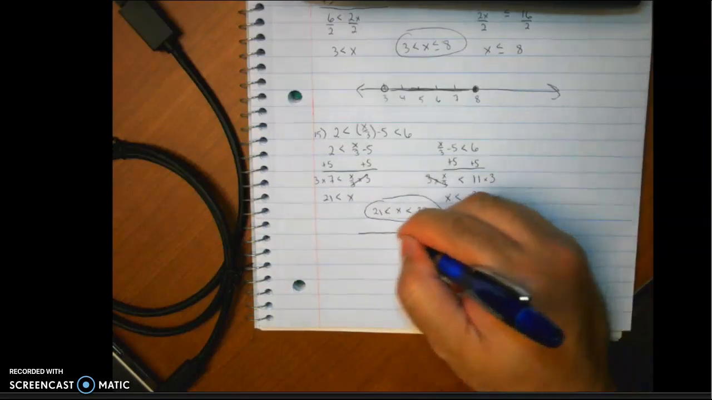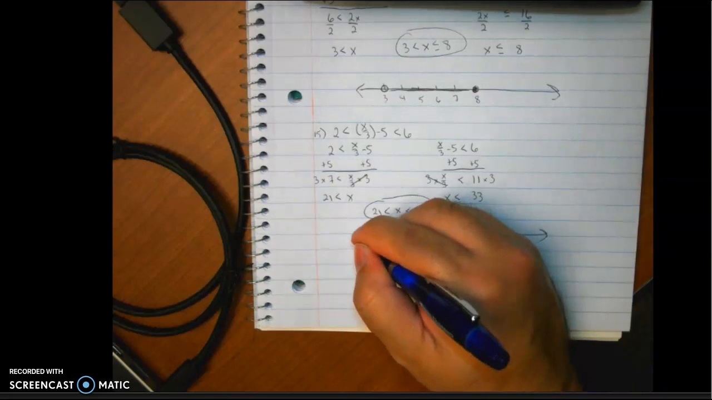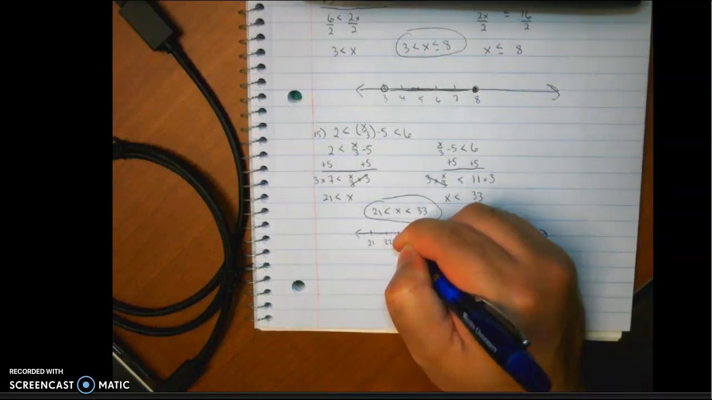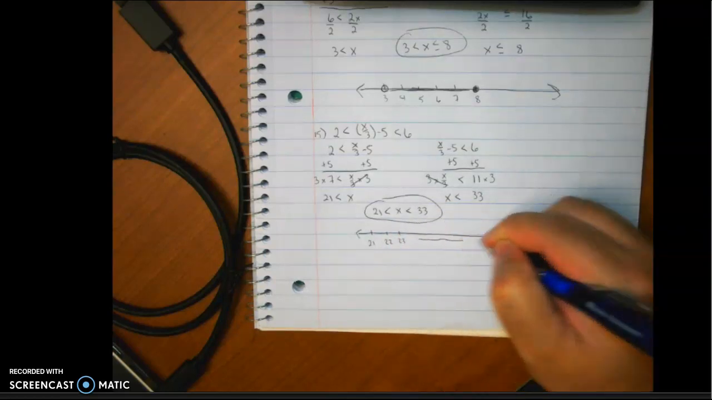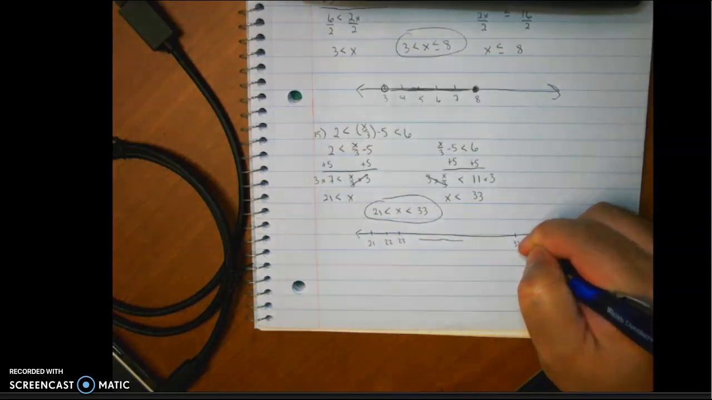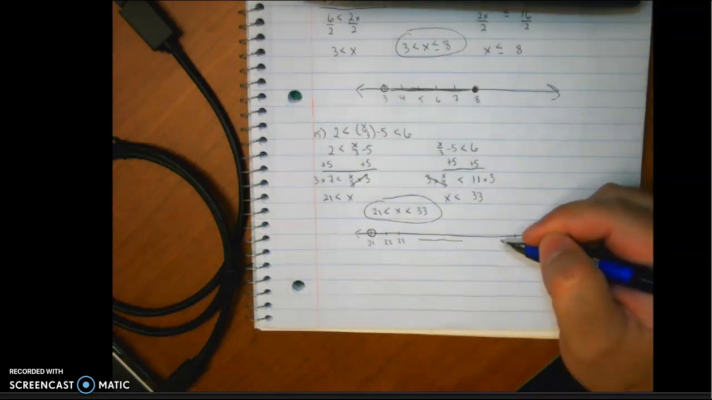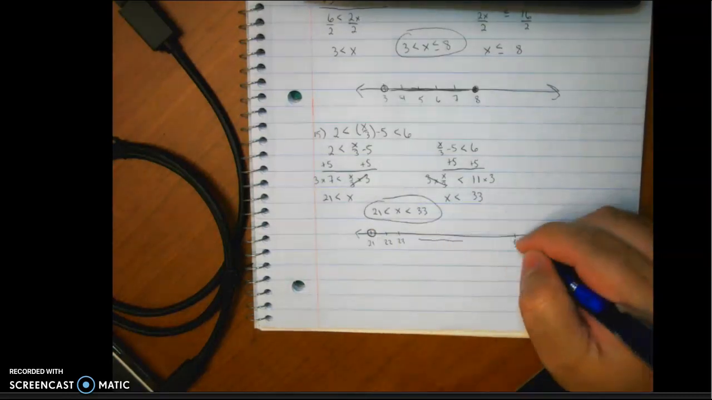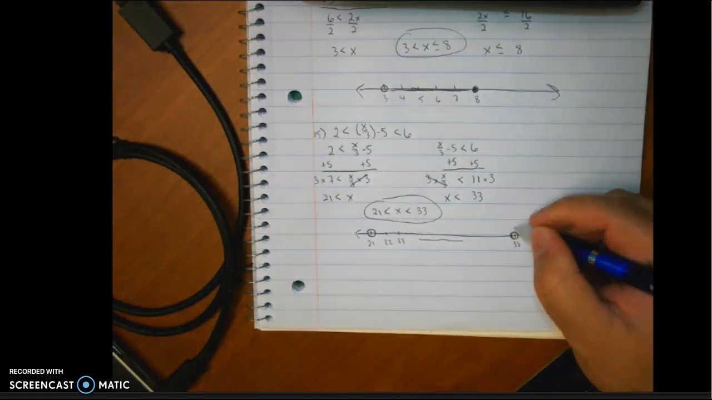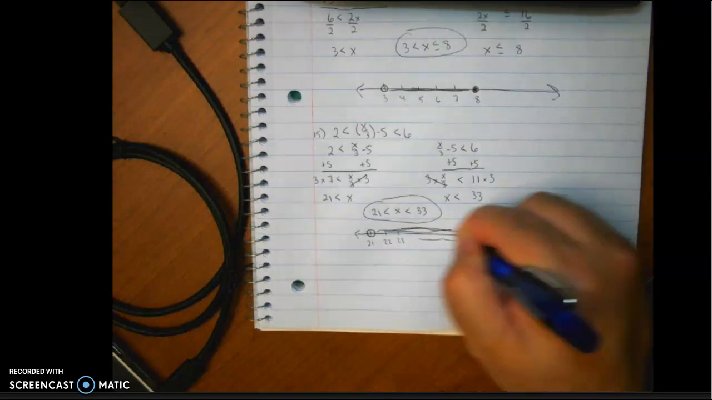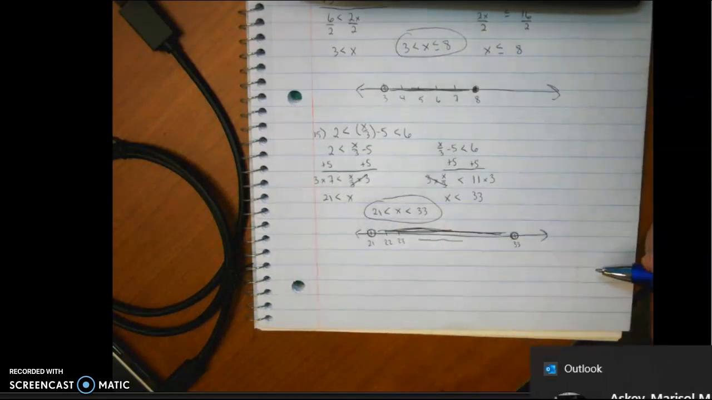And again, we graph that. I'm saying 21, 22, 23, all the way to 33. X is greater than 21, not equal to, so it's got an open circle. X is less than 33, not equal to, so an open circle. And our graph is everything in between. So that's number 15.